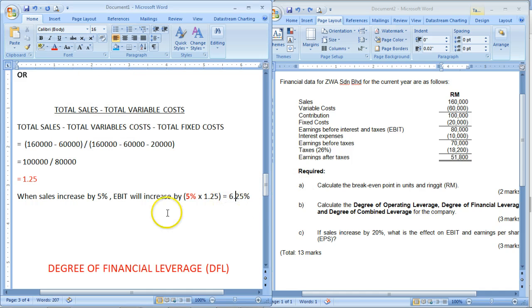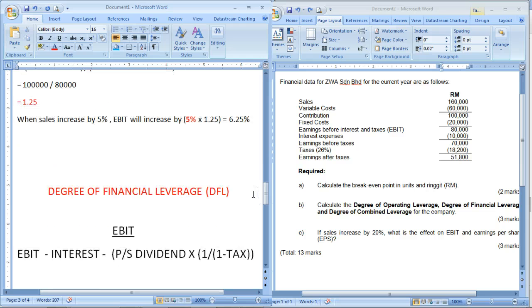So you see class, when sales increase 5%, it's not necessarily that EBIT will also increase 5%. You need to calculate DOL to know the amount of increment. For the explanation of this DOL answer, I allow you to assume any figure. If you want to use 1, also can. If you want to use 5, also can. You can do your own assumption on this explanation of your answer.